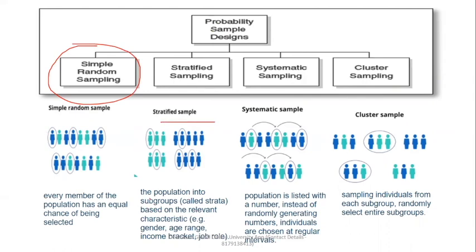Stratified, wherein the population is subdivided into various subgroups, strata. That is called a subgroup in the form of gender, age, characteristics, income, job role, maybe the height, weight, whatever strata you take. Systematic sampling, which goes in, listed in the form of either even number, odd number, or random. If you do it random, it will come simple random. But here you do it very systematically.